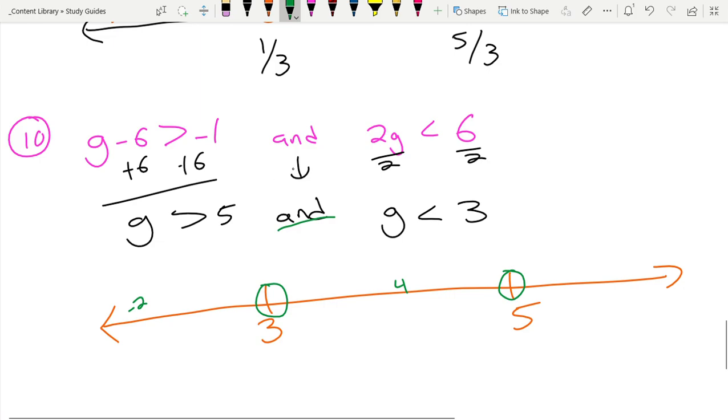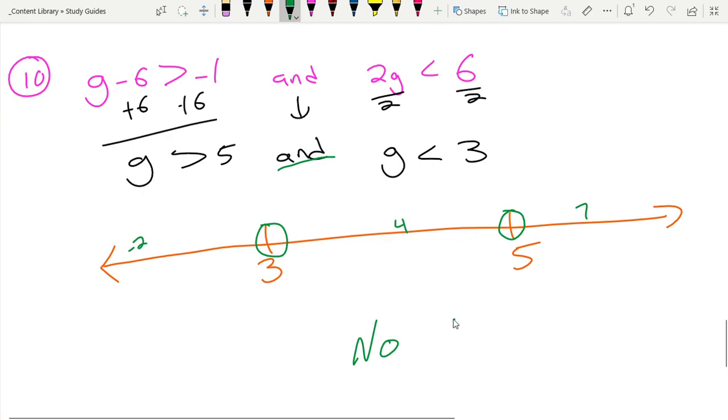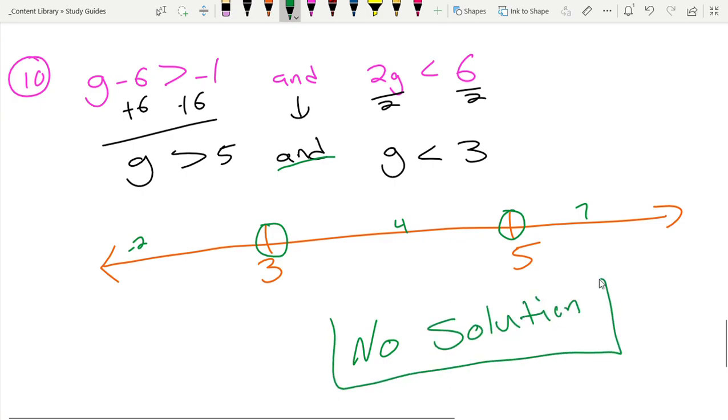No, it does not. Now I pick a number to the right of 5, like 7. Is 7 bigger than 5? Yes, so finally. But wait, is 7 less than 3? No, it is not. So this is a no solution. It is impossible. If you said, bring me a number from the back that's bigger than 5 and smaller than 3, you would have no numbers to pick from because it doesn't work.